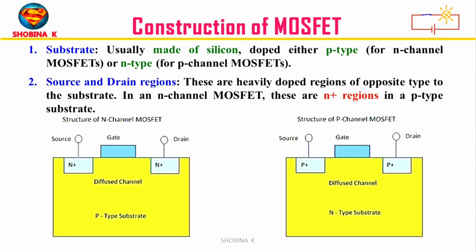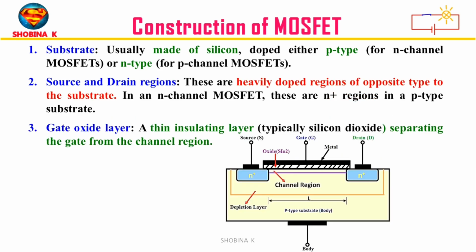And thus the source and drain are heavily doped regions which are written as N plus or P plus. They are always of opposite type compared to the substrate. For instance, in an N-channel MOSFET, the source and drain are N+, while the substrate is P-type. For P-channel MOSFET, the source and drain are P+, while the substrate is N-type.